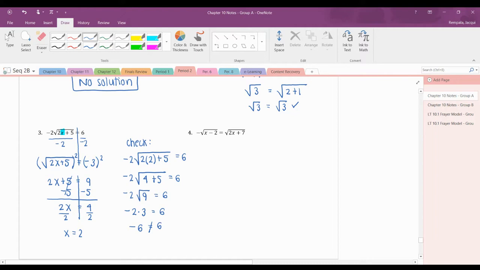Because those two sides do not equal each other, we are going to have to say that we have no solution, because we didn't have a true statement.